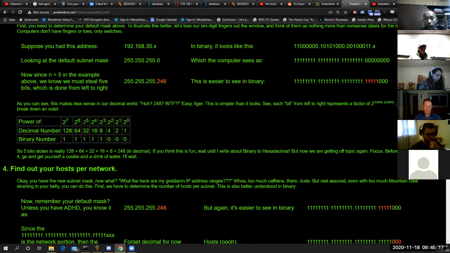The analogy I usually use: if you have a giant pizza and you chop it up with a real thin blade, you don't lose much. But subnetting is messy. It's like you're chopping up the pizza with a 2x4 and you lose big chunks of your pizza, which is sad.